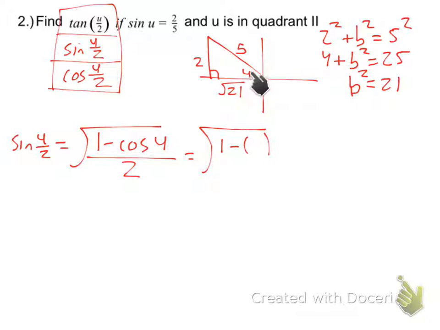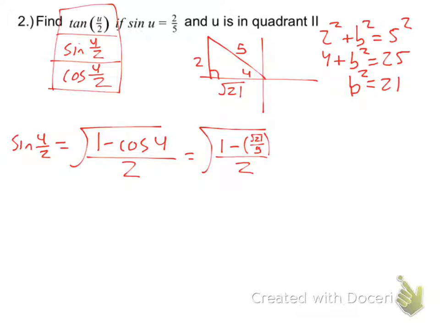Cosine of u. Here's u. You made a triangle. Adjacent over hypotenuse, which is square root of 21 over 5, all over 2. And now clean up the complex fraction.